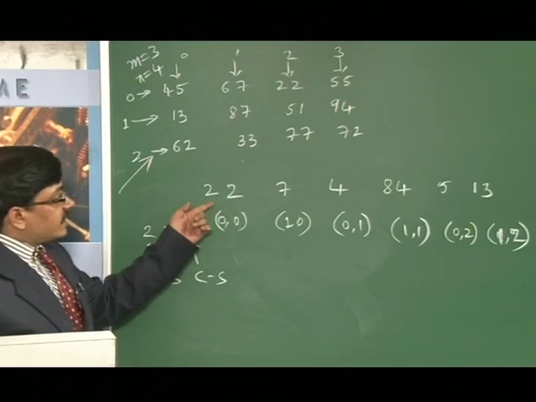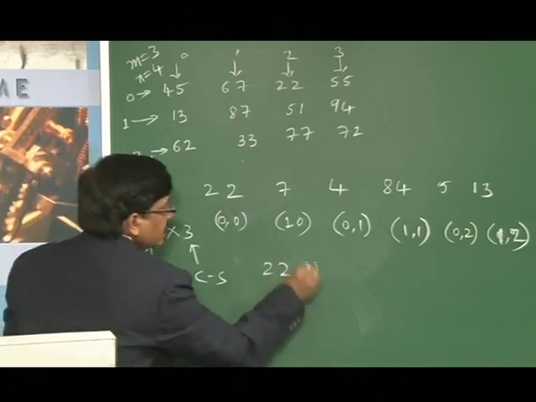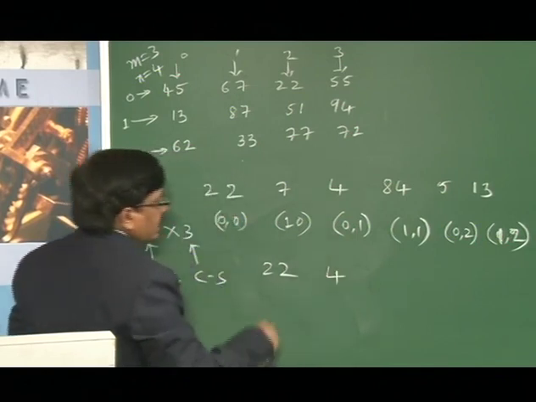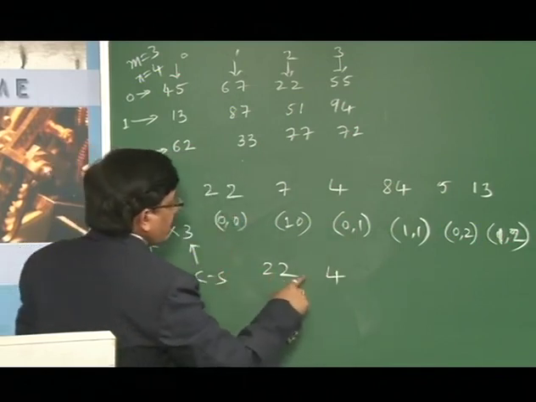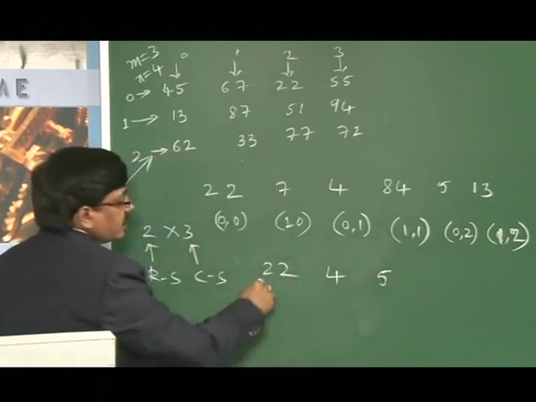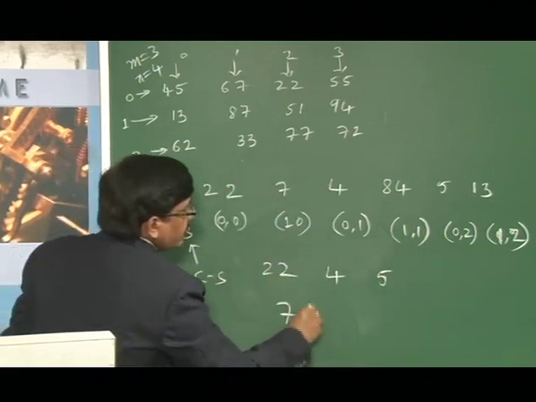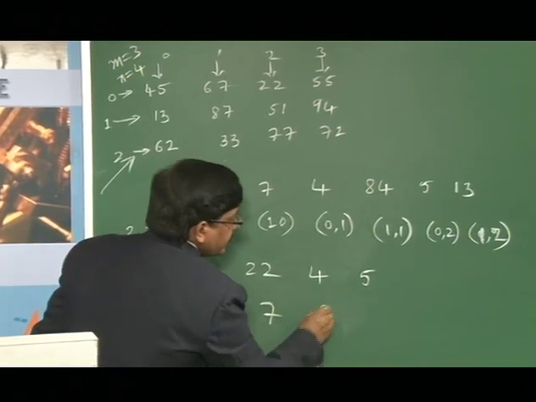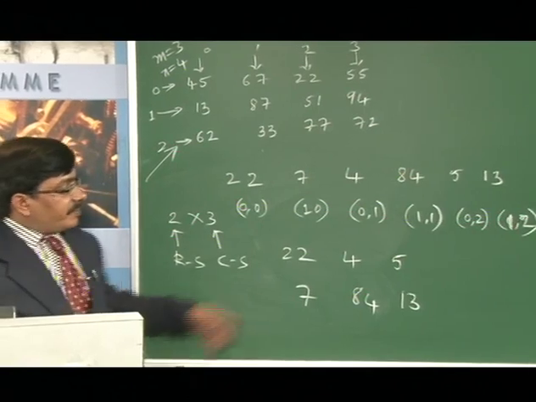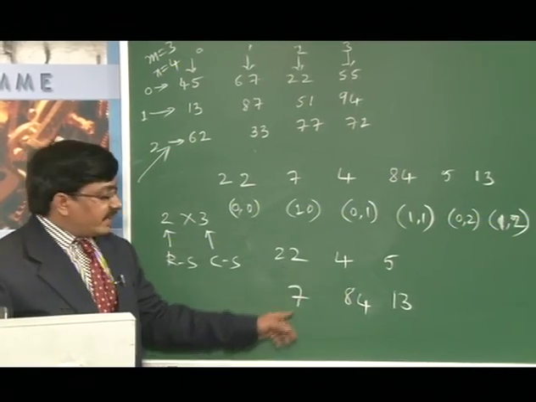This is the way, keeping the column constant, the row I am varying in each of these situations. So, this is 0th row, 0th column. Then the 0th row, first column element is 4. Then the 0th row, second column element is 5. Then first row 0th column element is 7. First row first column element is 84 and first row second column element is 13. So, while printing I print in the normal way: 22, 4, 5, 7, 84, 13.